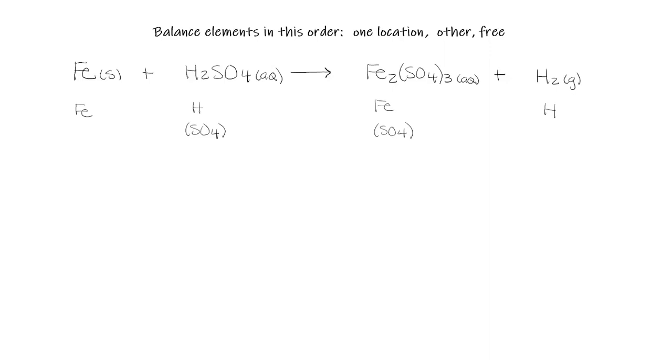If we go through and just count how many of each atom or group we have before we start, we have one iron on the reactant side, we have two hydrogens, and we have one sulfate group. Moving to the product side, we have two irons, three sulfate groups, and two hydrogens. Now sometimes it turns out that a chemical equation is already balanced, and this is again why we want to write down the numbers of everything, because there might not be any work that we have to do.